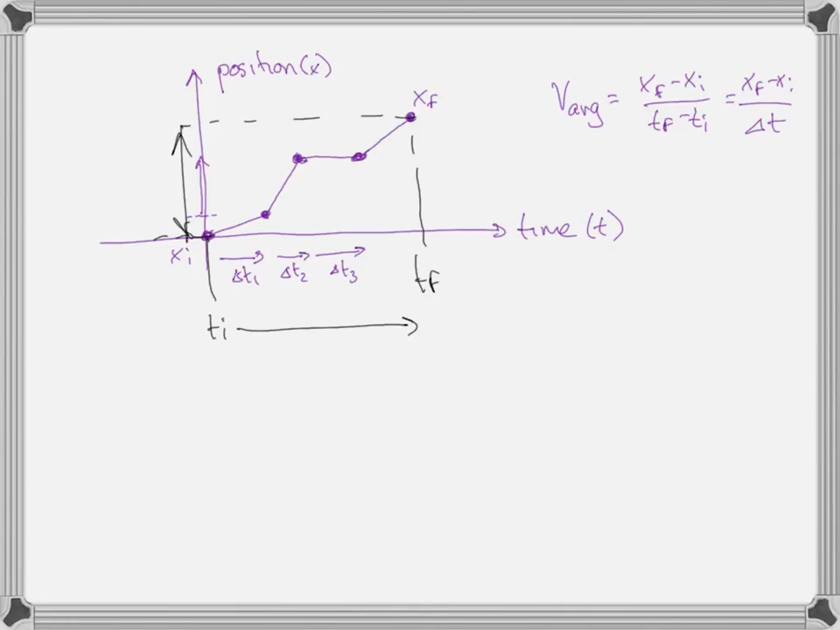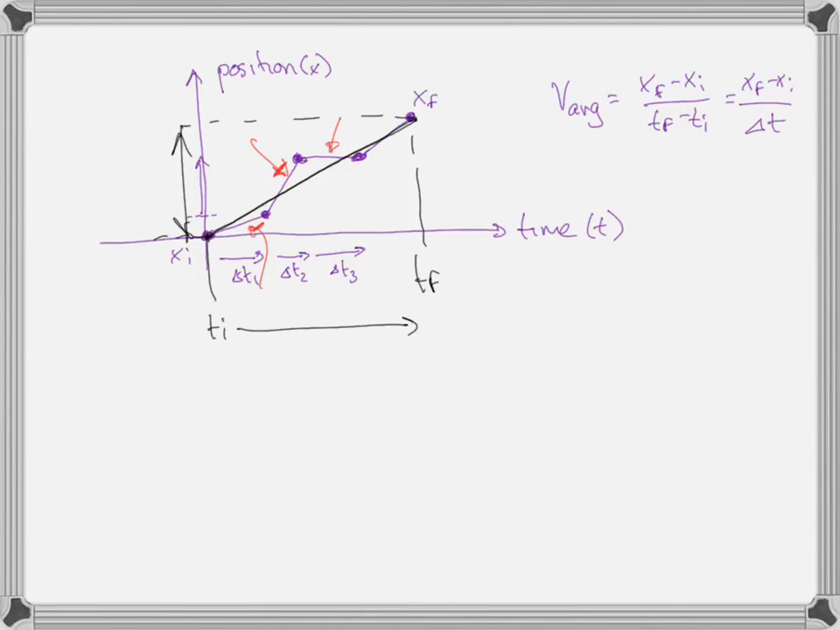It's the slope of the line that starts from my initial position and goes to my final position. It's the slope of that black line, right? That's the average velocity. But my instantaneous velocity, let's say, here is less than my average velocity. My instantaneous velocity here is greater than my average velocity. My instantaneous velocity here is 0, right?